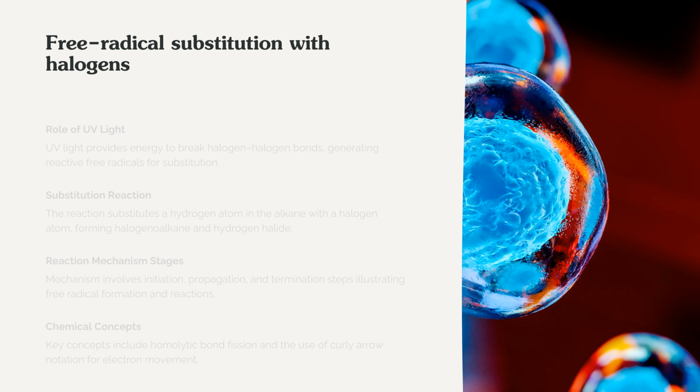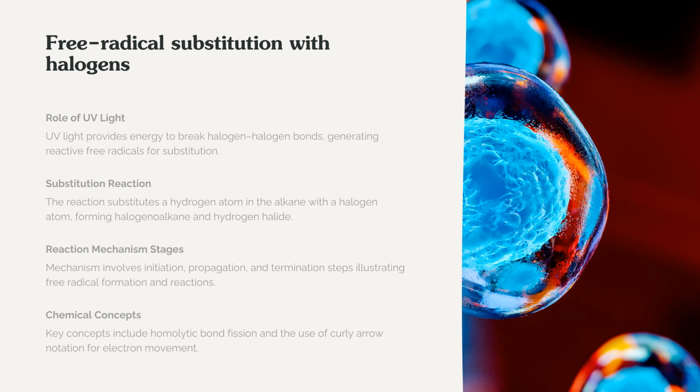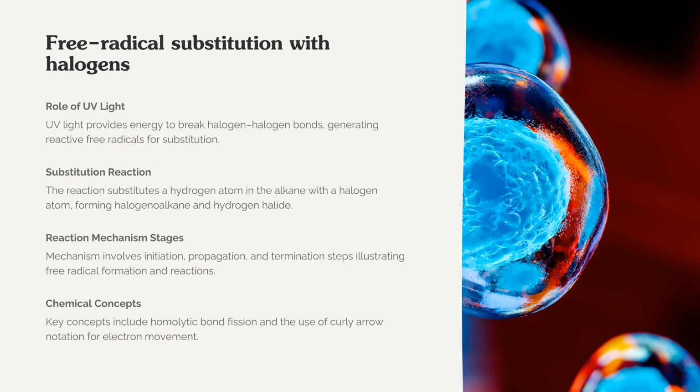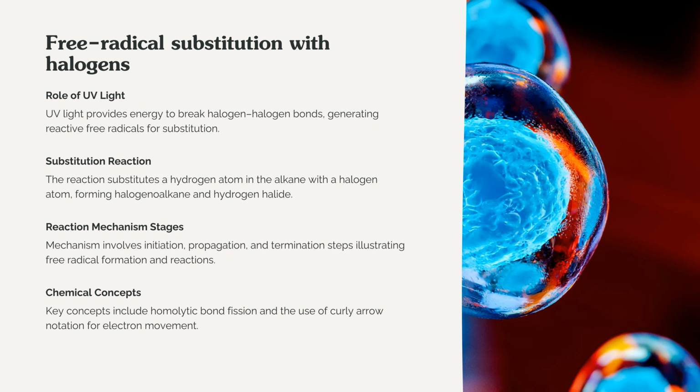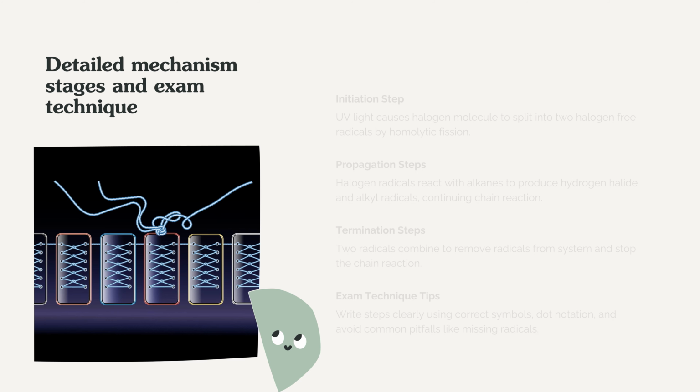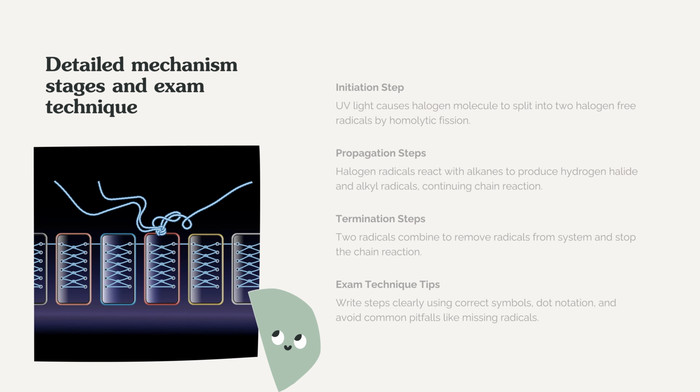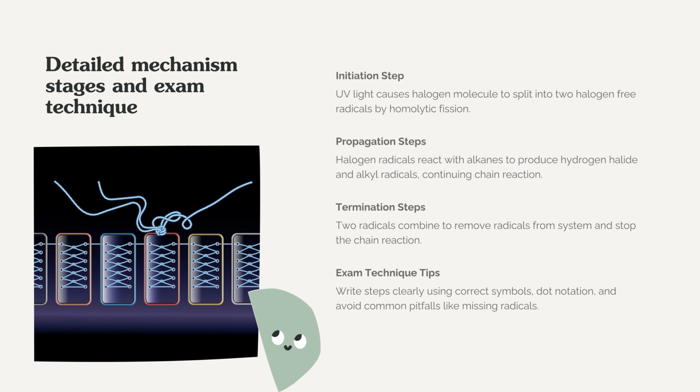Free radical substitution involves alkanes reacting with halogens such as chlorine in the presence of ultraviolet light. UV light provides the energy required to break the halogen-halogen bond, forming highly reactive free radicals. The overall reaction results in the substitution of a hydrogen atom in the alkane with a halogen atom, producing a halogenoalkane and hydrogen halide. The initiation step involves the homolytic fission of a halogen molecule under UV light, producing 2 halogen free radicals.